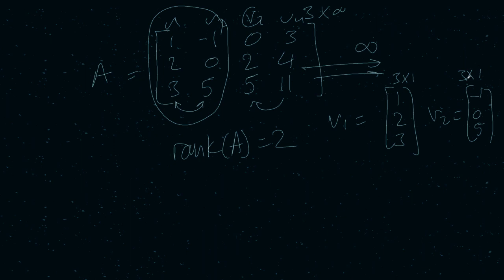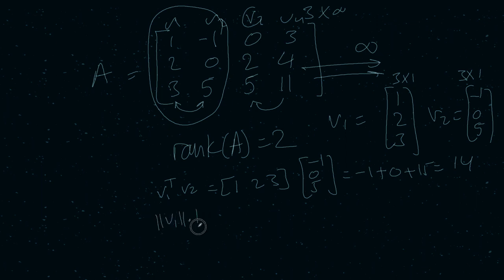So for the dot product, if we take, for example, v1 transpose times v2, this will be 1, 2, 3 times -1, 0, 5, and the result will be -1 plus 2 times 0, which is 0, plus 3 times 5, which is 15, so the result will be 14. Okay, this is the dot product. There is another form of the dot product: the magnitude of v1 times the magnitude of v2 times the cosine of the angle between them.